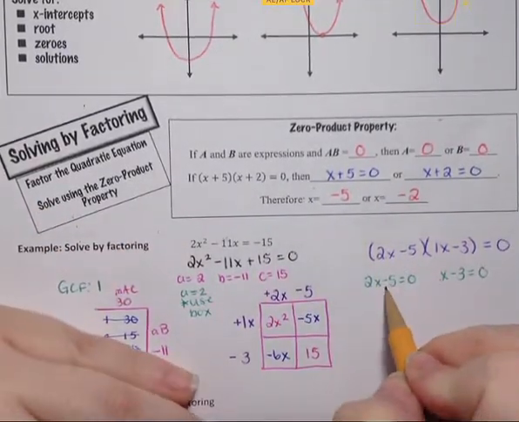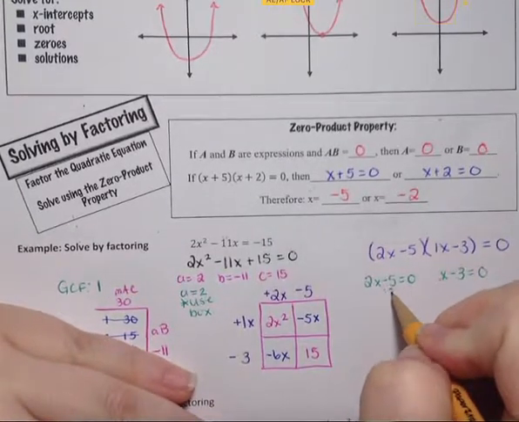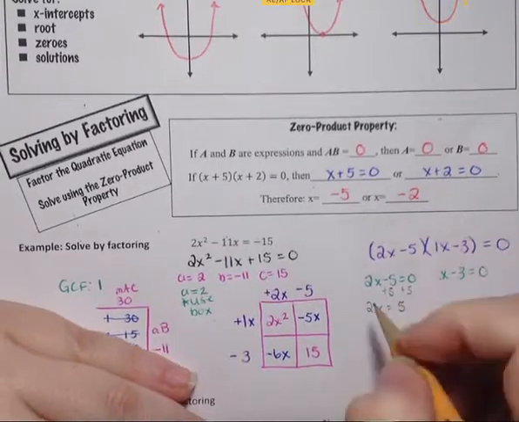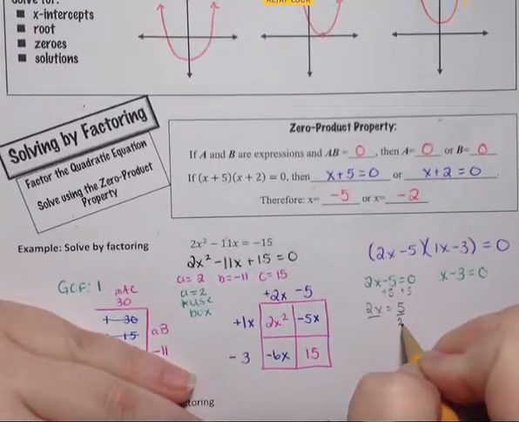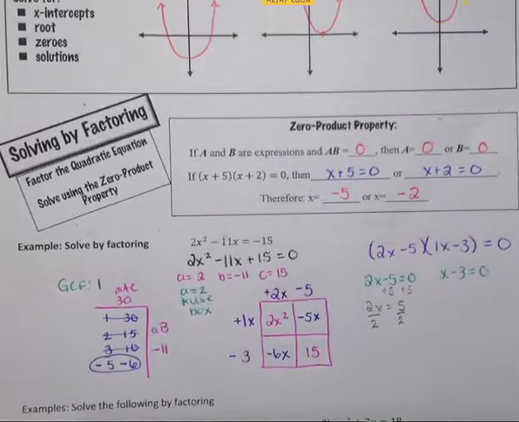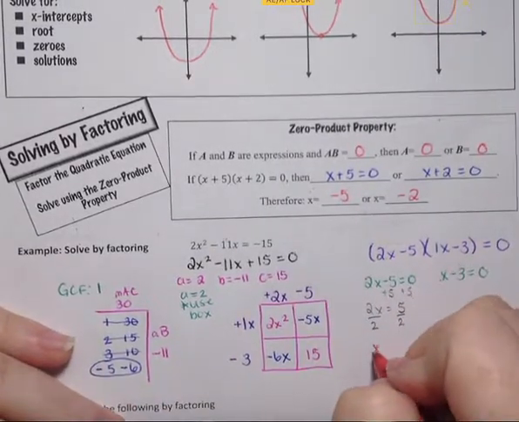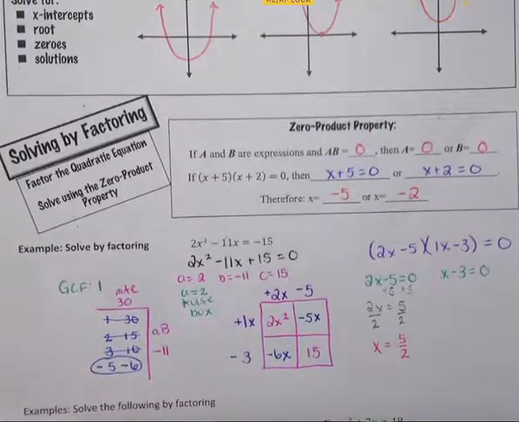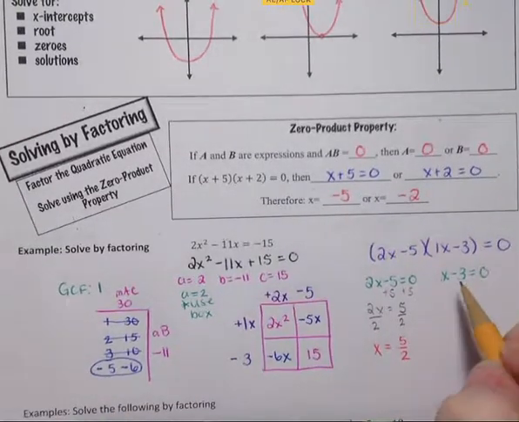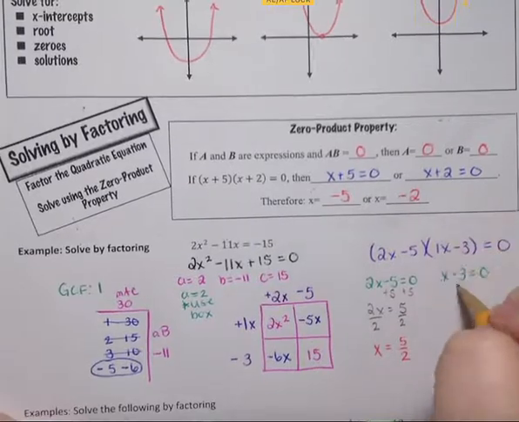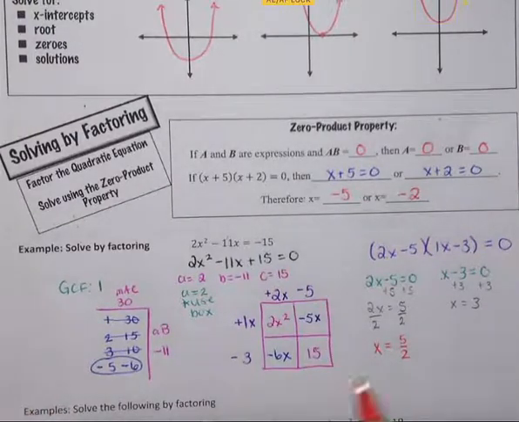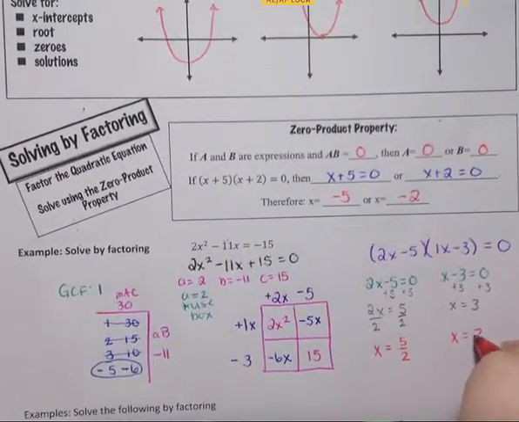So we're going to add 5 to both sides on this first one. So we'll have 2x is equal to a positive 5. Then we're going to divide by 2 on both sides. So we'll have x is equal to a positive 5 over 2. That's our first solution. And then for our second one, we have x minus 3, so we're going to add 3 to both sides. We'll have x is equal to a positive 3. X is alone, so our answer is x equals positive 3.